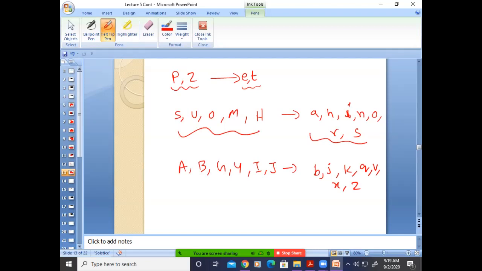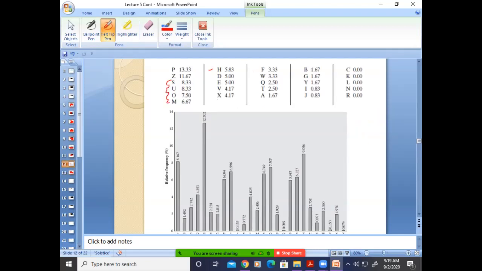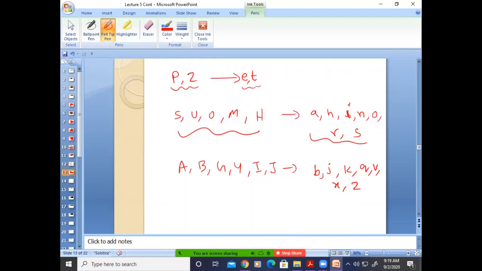See, S is 8.33, U 8.33, O 7.50, M 6.67, H 5.83. If they are related, S 8.33 is related, see here, A 8.167, yes or no? Then around 8, there is H. Then there is I, and so on. So we can relate, right? S, U, O, M, H will be in the general English. These are the combinations. Now, next step.